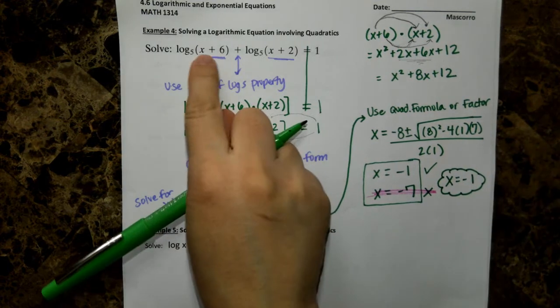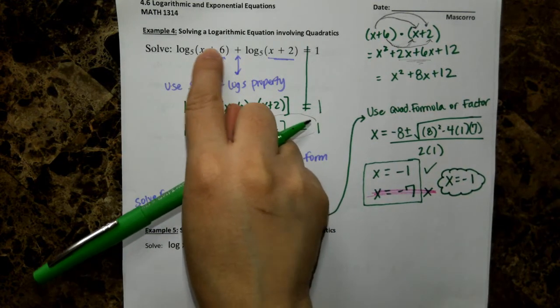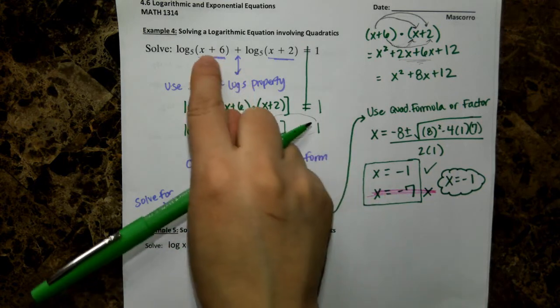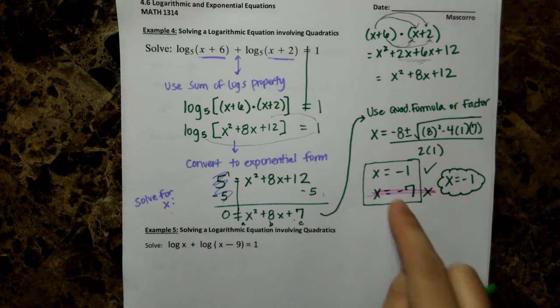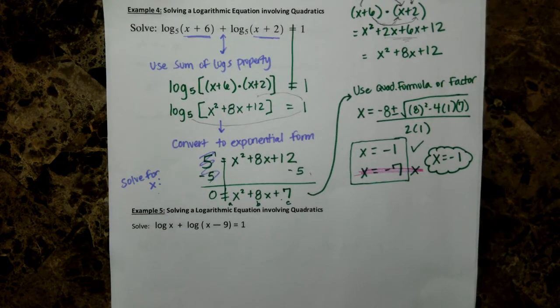You want this whole term to be a positive value. And if I try to plug in negative 7 for x, that'll make this whole parenthesis term a negative value. So that's why I crossed it off the list. Okay, and there's our answer.